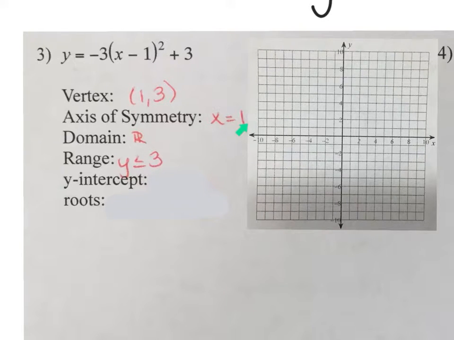Then I can fill in the axis of symmetry from the x value. Domain is all real numbers. Range is y less than or equal to, because it's opening down, 3, because that's the y value from the vertex.